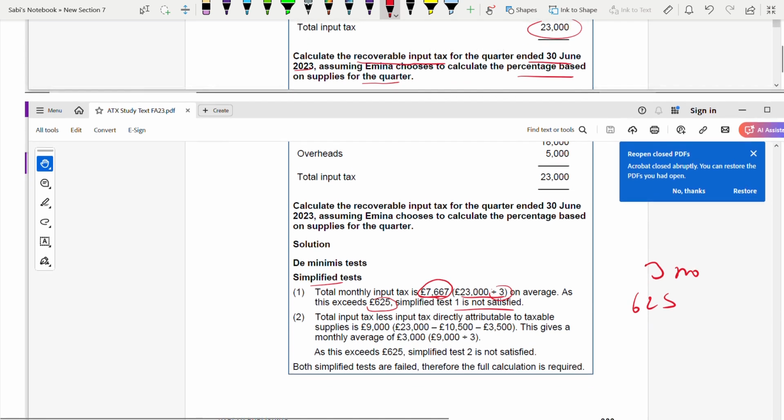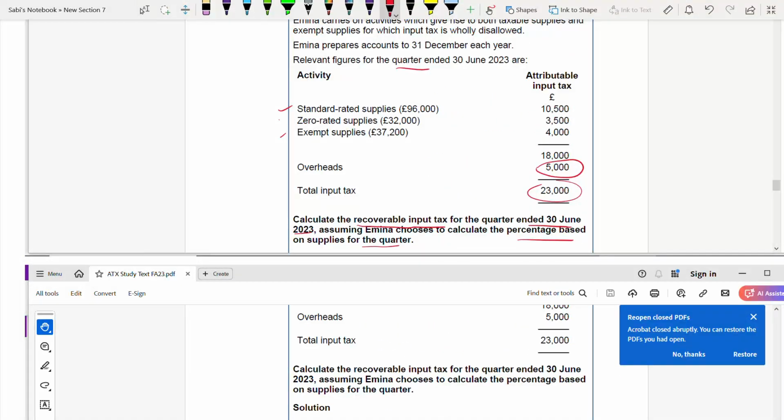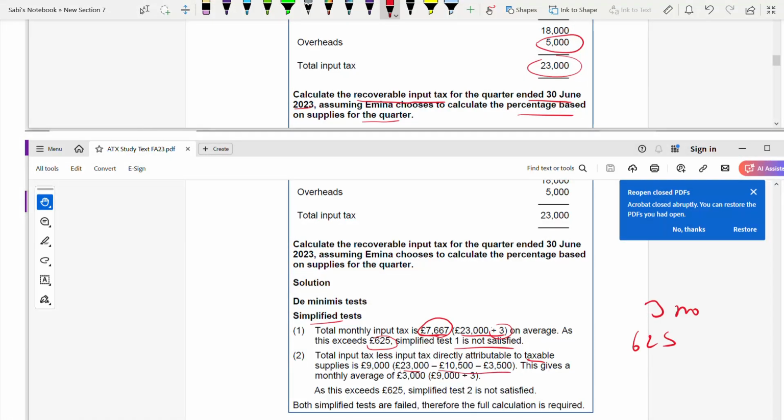Test 2. From your total input tax minus the tax directly attributable to taxable supply. So this is your total tax attributable to taxable supply. There are 2 taxable supplies, this and this, zero rate or standard rate. 10,500 plus 3,000 minus 3,500. So you do it and divide the answer by 3. This is also not less than 625. Simplified test 2 is also not satisfied. Therefore, you have to make a full calculation. Both simplified tests have failed.